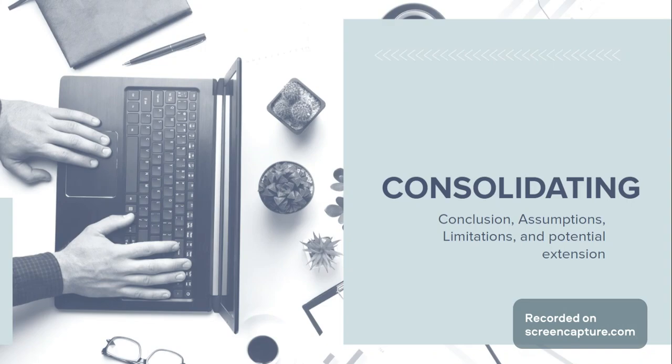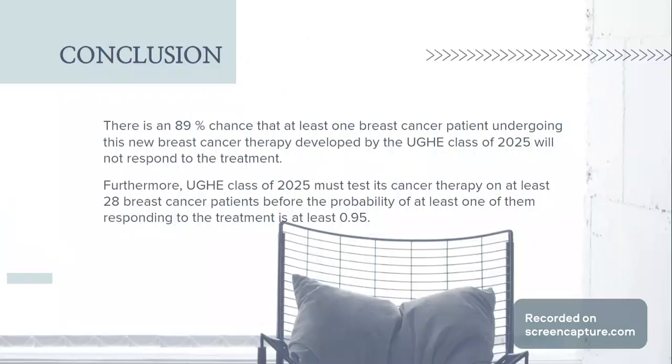For the consolidation part, let's start with a general conclusion of this experiment. It can be seen that there's an 89% chance that at least one patient undergoing this new breast cancer therapy developed by UGHE class of 2025 will not respond to the treatment. Again, UGHE class of 2025 must test its cancer therapy on at least 28 breast cancer patients before the probability that at least one of them will respond to treatment is at least 0.95.